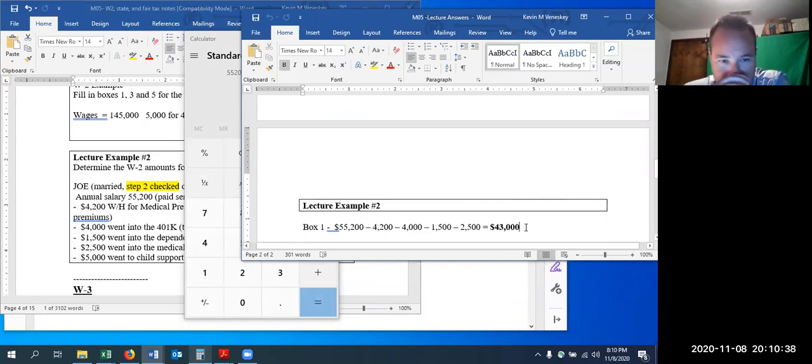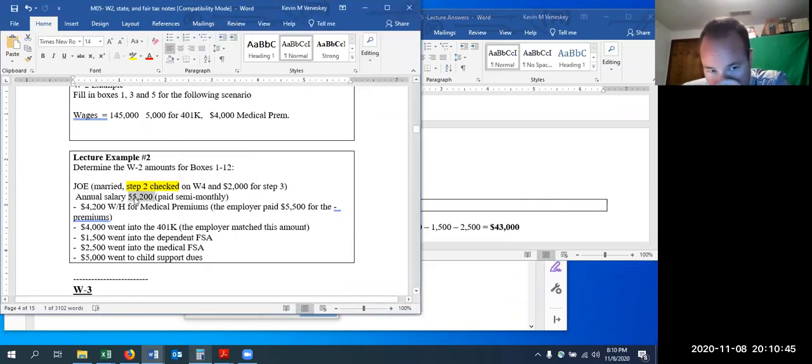Okay, there's box 1. Now, for box 2, the hardest one to calculate, we need to go to our publication 15T. It says step 2 is checked on this one. So Joe and the spouse make about the same amount of money. So we're going to do the right side of the column this time, the one we don't use all that often, and at least in our examples, we haven't. And then we're going to need to remember that he does have 2,000 there for step 3.